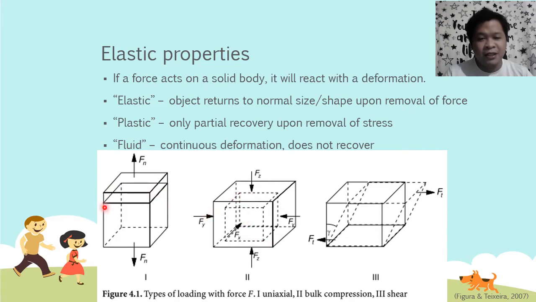Okay, so here you can see the three types of force loadings. So one is uniaxial, whether it's a compression or pulling force. Basta on one axis siya, then it's called uniaxial. And then we also have bulk compression, which is force from all sides. One example of this is when you submerge something in water. So you are experiencing force from all sides.